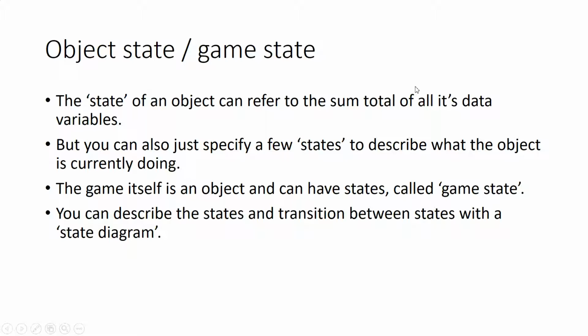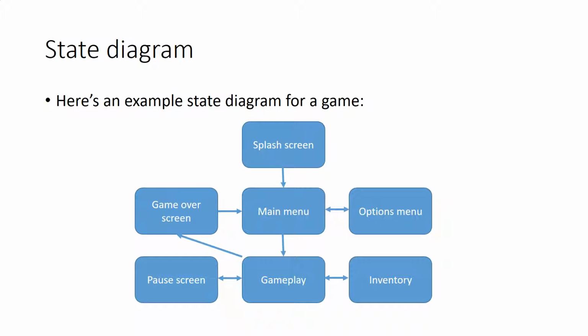We learned about, or rather we used, object states, in particular the game state. So the state of an object can refer to the sum total of all its data, if you wish to go that route. That does make it kind of hard to work with though. You can also just specify a few particular states, named states, to describe what the object is doing. For example, in a game, you might have a game state, and the states could be things like pause, play, etc. And you can describe the states and the transitions using a state diagram like this one.